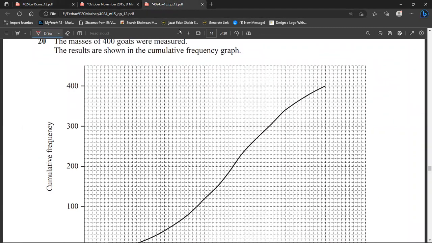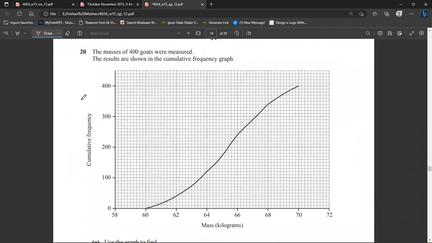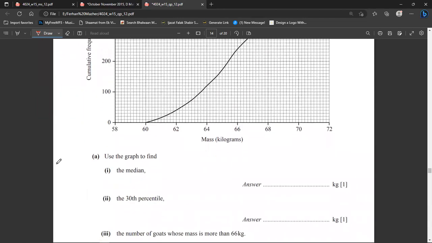Now we have question number 20. The masses of 400 goats were measured. The results are shown in the cumulative frequency graph. On the x-axis, I have the mass in kilograms of the goats, and here is the cumulative frequency. The total goats are 400. So this is our cumulative frequency curve. This graph is of the less than type.